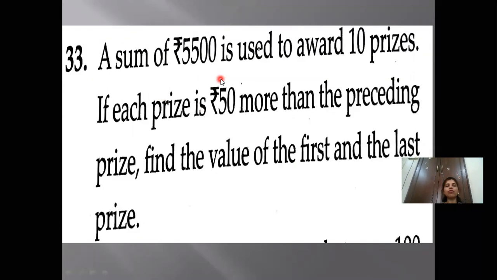A sum of rupees 5500 is used to award 10 prizes. If each prize is rupees 50 more than the preceding prize, find the value of first and the last prize. So you have to find the value of A. See, because S sum is given to you, 10 prizes means n is known to you. d value is given to you, that is 50. And then you have to find value of a and l.